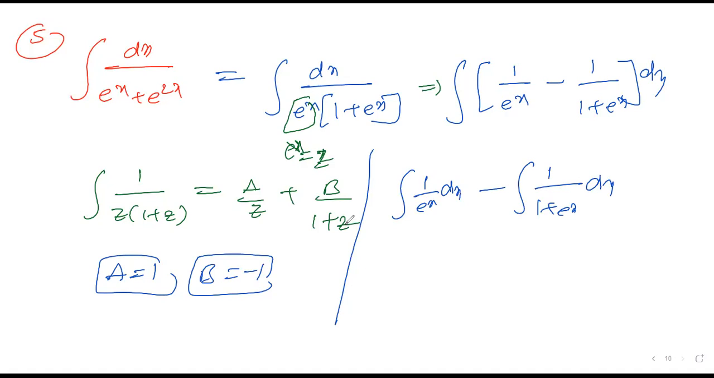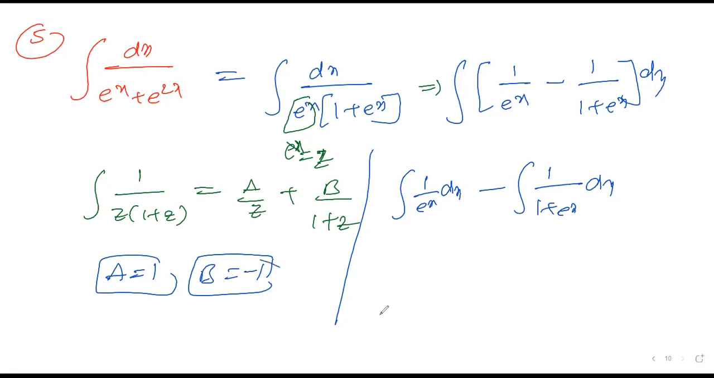1 by e power x, right? E power x is there. E power x you can take it out: e power x minus 1 by e power x. It is not required to write. E power x, you can take e power x. It is required for us.